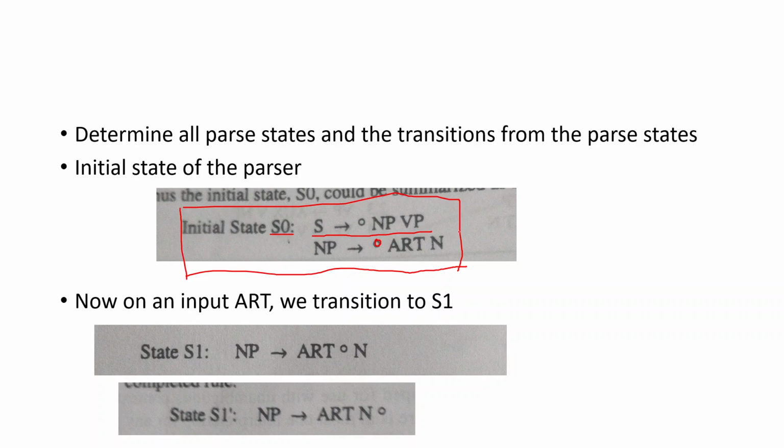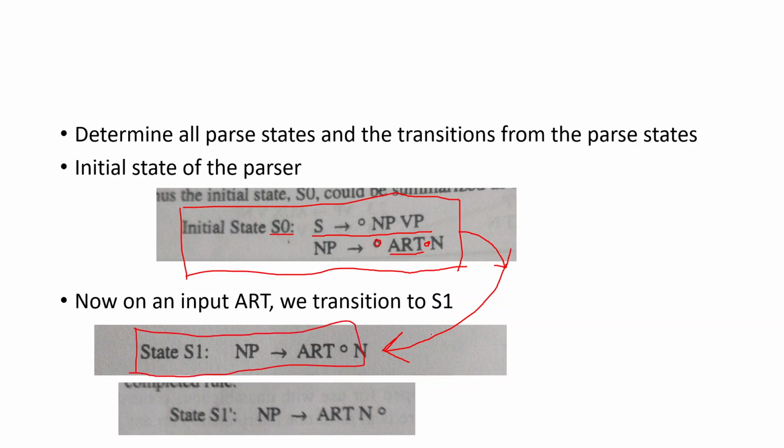Now, suppose we take article as an input. So what is the transition? That is what we are going to look at next. If we are eating up this article as the input, then this dot can move past it, that is, we have processed the article. That is what we have as state S1. State S1 has noun phrase gives article followed by noun, and the article has been processed. Now when we take the closure, since this is a lexical item, we do not have any further productions to add. So this is our state S1.